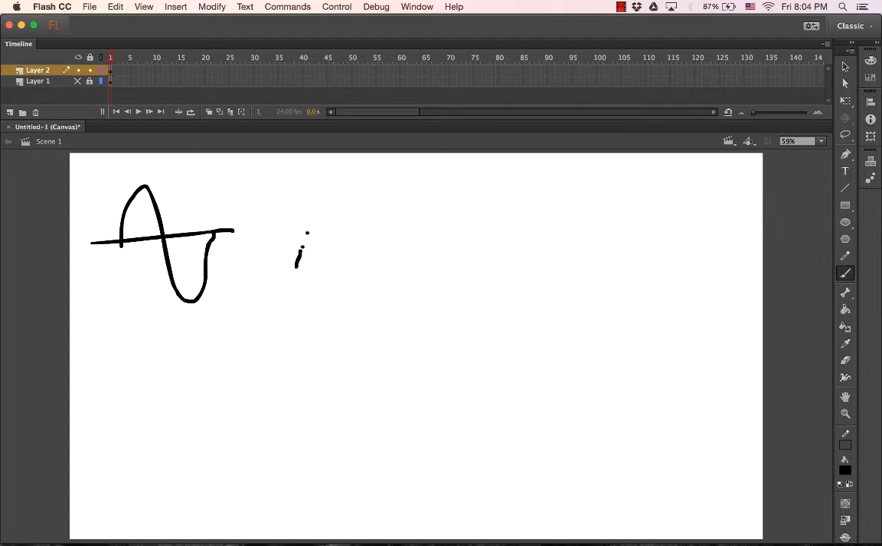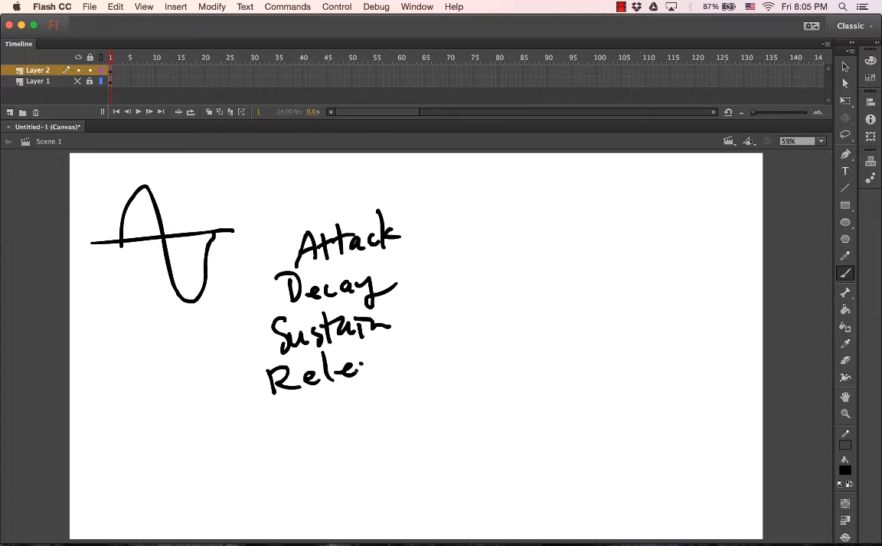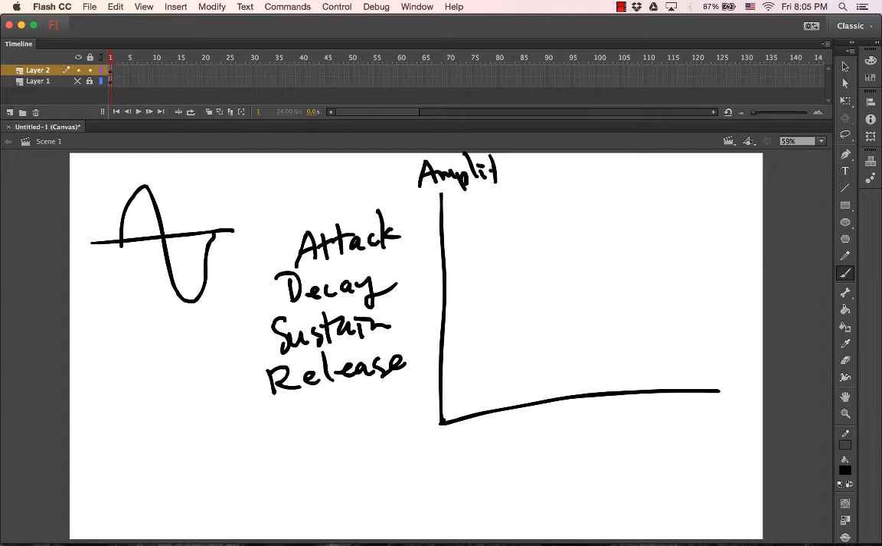So the envelope consists of 4 things. We've got attack, we have decay, we have sustain, and release. So these are the 4 properties of an envelope. So when I first hit a note, here, let's draw this. This line is amplitude, and this line is time.